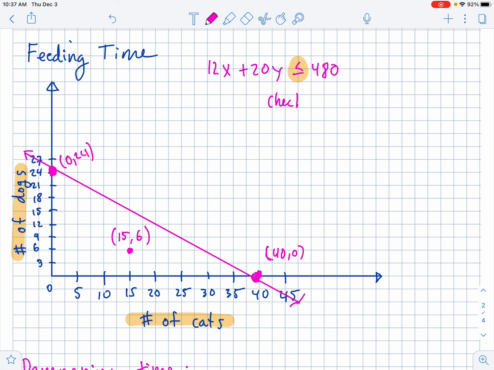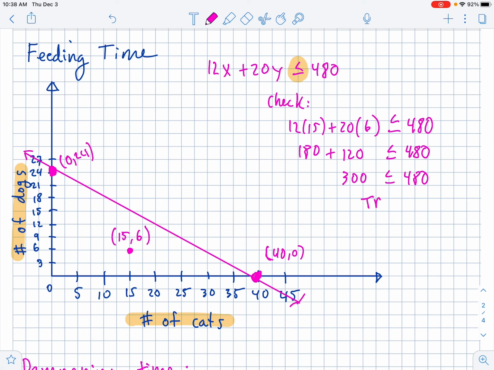Then you check that point to see if it works in the inequality. So 12 times 15 plus 20 times 6, and we're wondering if this is less than or equal to 480, if this is a true statement. 12 times 15 is 180, 20 times 6 is 120. 180 plus 120 is 300. So then you ask yourself, is 300 less than or equal to 480? This is true.